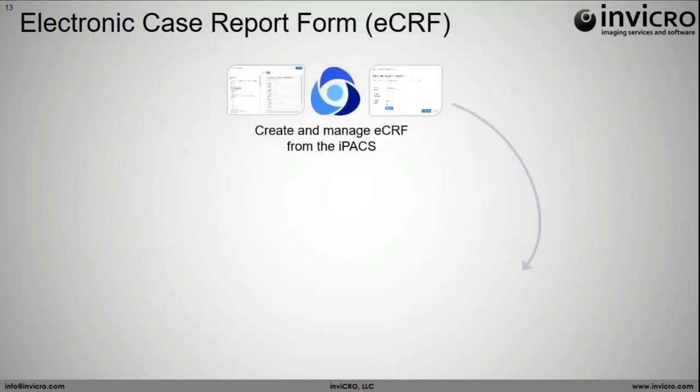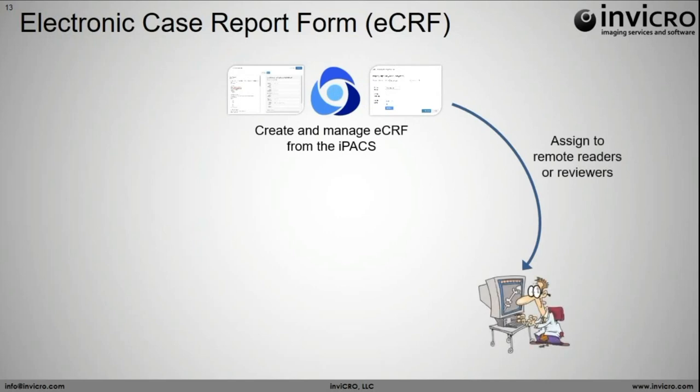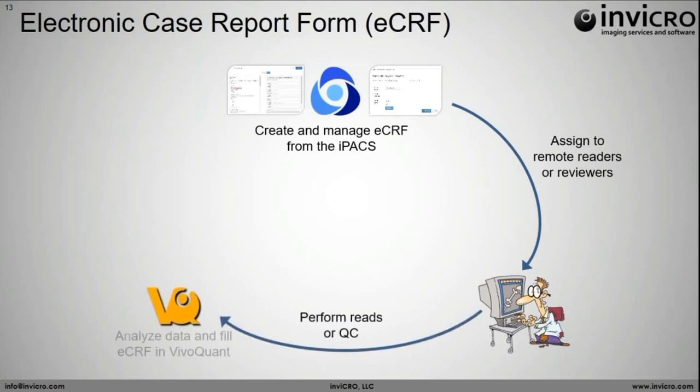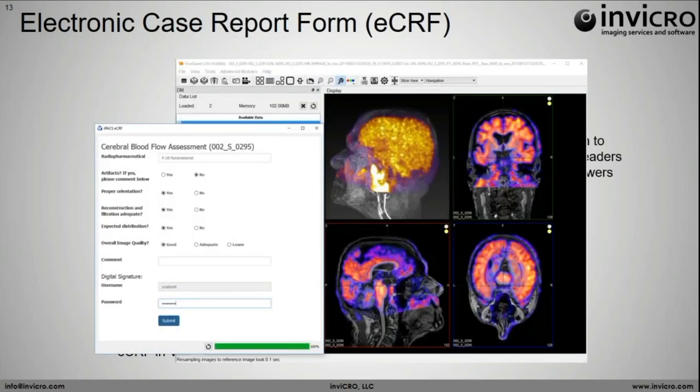And in doing so, the radiologist gets notified of those forms from the iPACS. They can just load up VivoQuant in whatever setup is appropriate. And in VivoQuant, you actually get a little work list of all the different scans that they're supposed to go through. They can go through one by one. And VivoQuant actually has an implemented web browser that renders these forms exactly as you would see them on the iPACS.